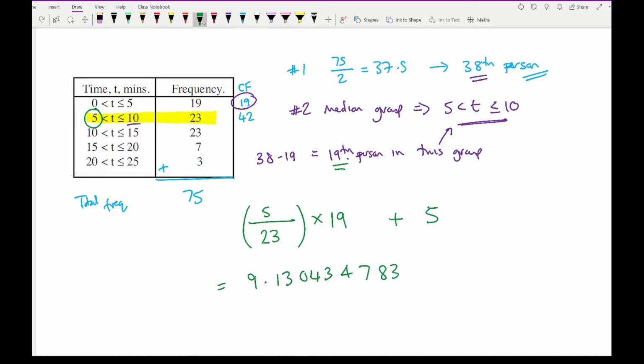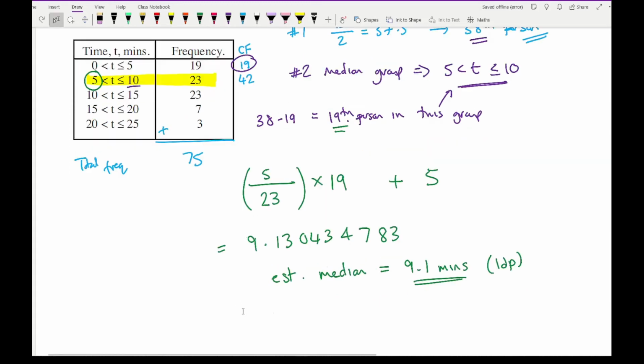9.130434783. So looking at my estimated median value, I'd say 9.1 to 1 decimal place, and that's in minutes. So 9.1 minutes, to 1 decimal place. If you want to round to 9 minutes, that's fine. Just make sure that you state that you've rounded to 0 decimal places.